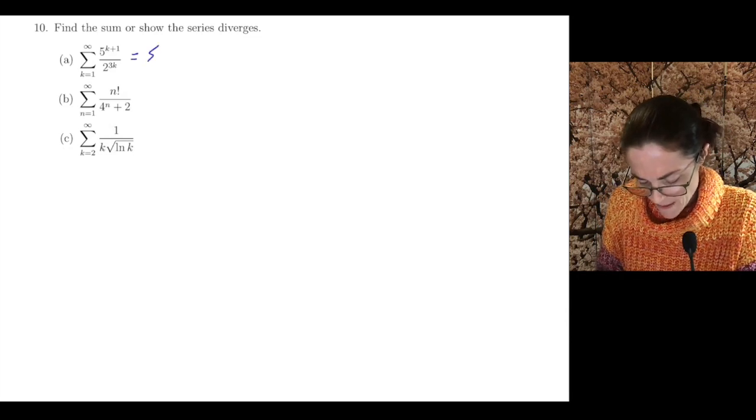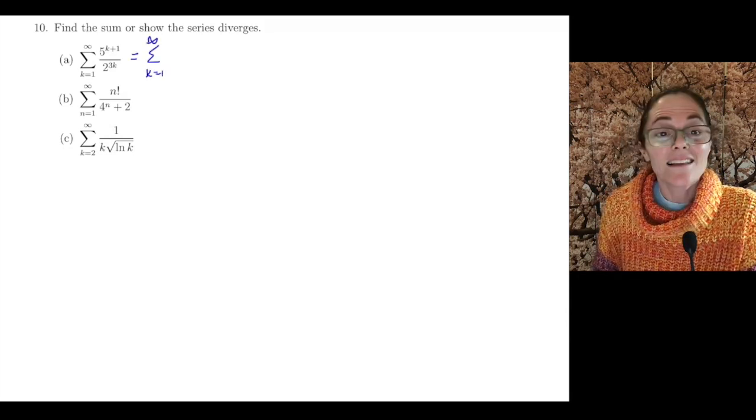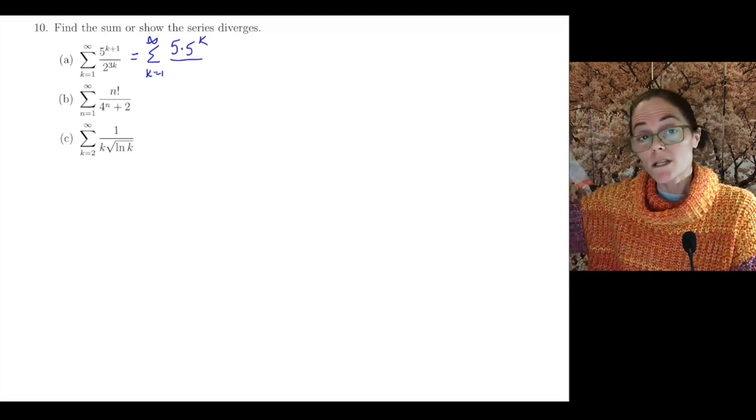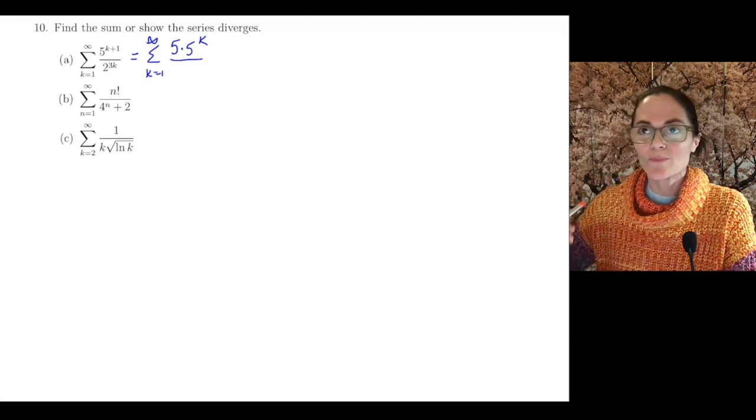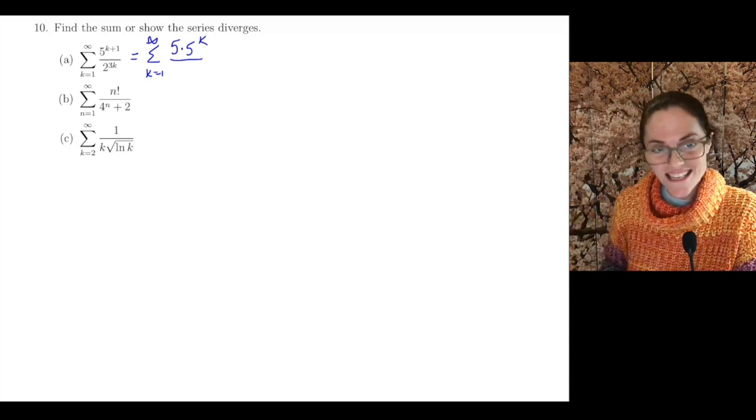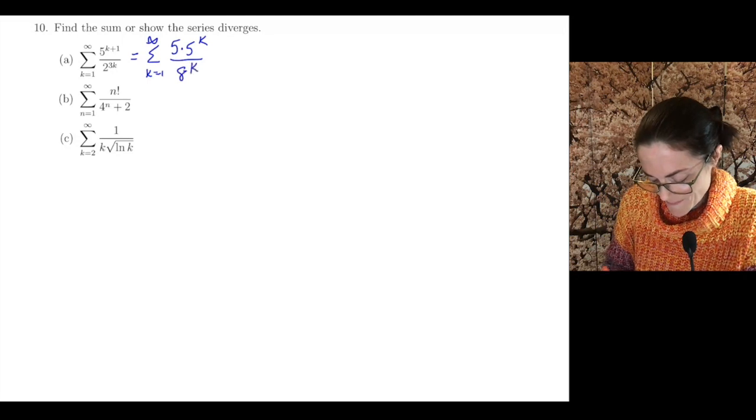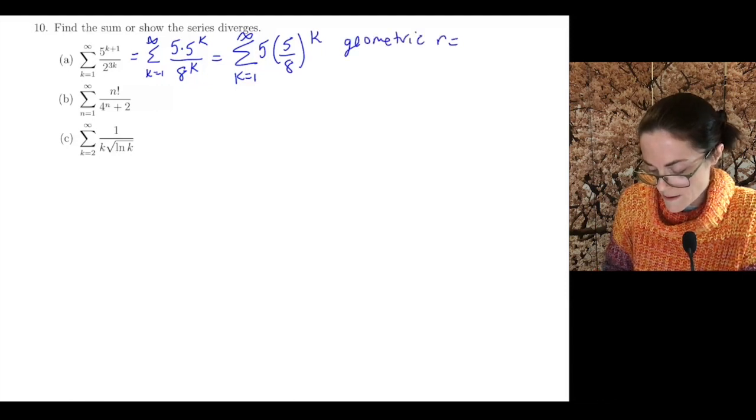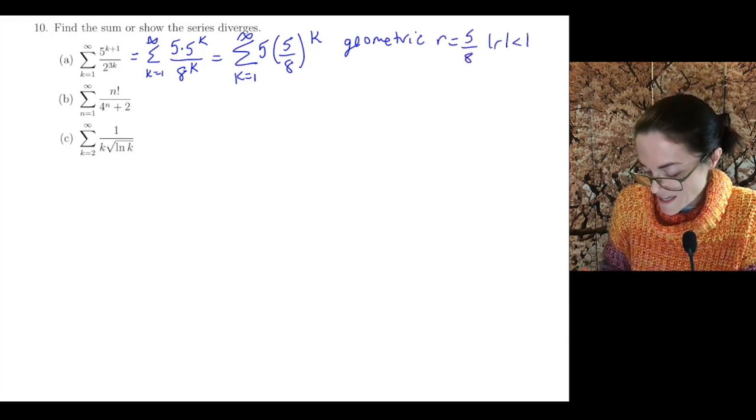And just as a comment, if you can't tell, let's write it another way. The numerator is 5 times 5 to the k. The denominator, we have 2 to the 3k. We can write this as 2 cubed to the k. So this is 8 to the k. And then I'll do one more step, and we should definitely be able to spot that this is geometric. We have 5 over 8 to the k. This is definitely geometric. We see it now. And we see our r is 5 over 8. Absolute value of r less than 1 converges.